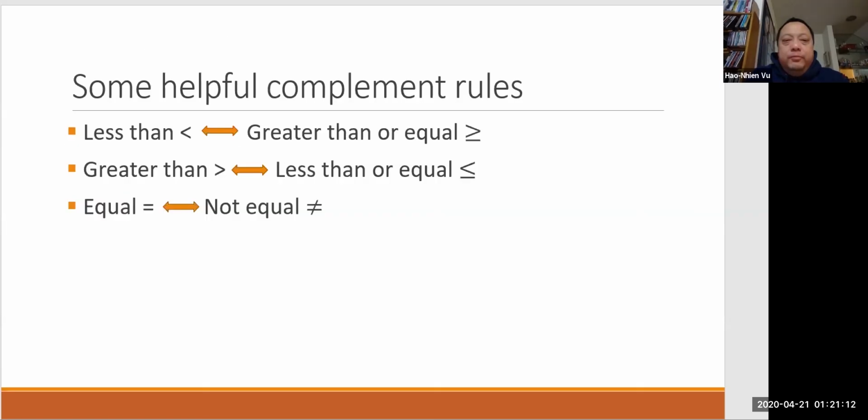So here are some helpful complement rules. Less than and greater than or equal are complements of each other. Greater than and less than or equal are complements of each other. Equal and not equal are complements of each other.